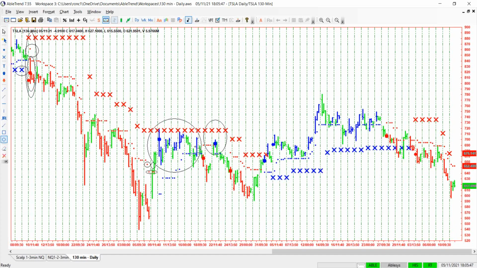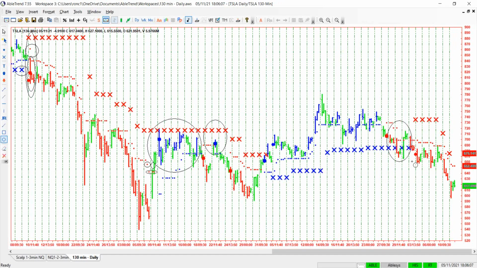Look how it kept us out of trouble. It just went sideways. It's just fantastic, these no trade zones. What it does is it greatly lowers our risk and makes sure we only get into the trades when the odds are stacked in our favor. So the no trade zones are really, really helpful because AbleTrend will tell you when to get in, when to get out.